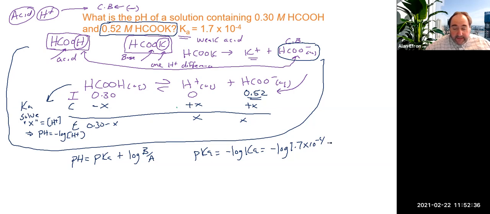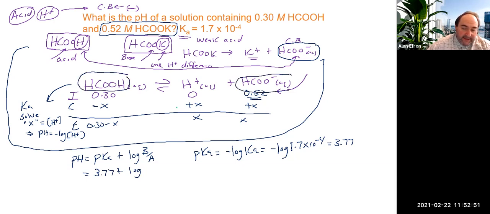So our pKa value is 3.77, which means we could go into our Henderson-Hasselbalch with 3.77 plus the log. And again, this is why it's important to understand which one's the acid and which one's the base here. Because of that, we would put our base up on top, which would be our 0.52, and our acid on the bottom, which is 0.3. So 0.52 divided by 0.3, take the log of it, add it to 3.77, and that's going to give us a pH of 4.01, it looks like.